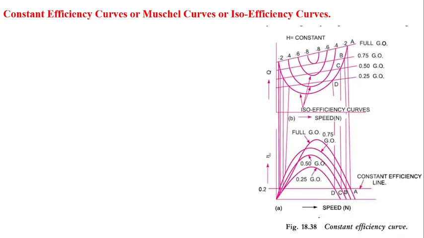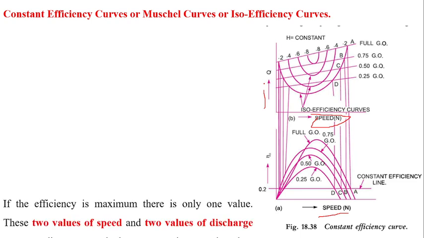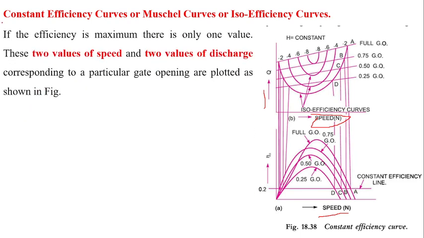If you see here, x-axis is speed and y-axis is efficiency, whereas in the other graph x-axis is speed and y-axis is discharge. I already said there are two speeds and two discharges. If the efficiency is maximum, there is only one value; otherwise two values of speed and two values of discharge corresponding to the gate opening are plotted as shown in the figure.